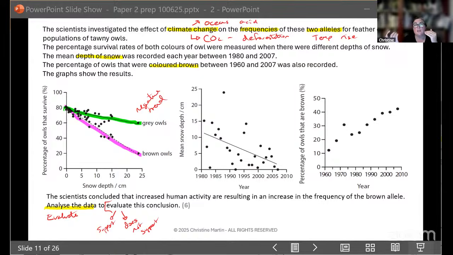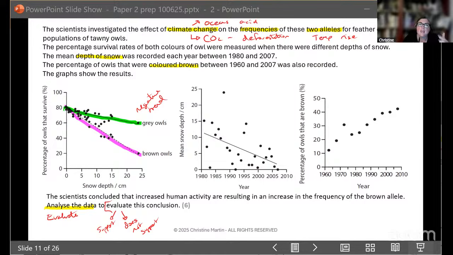What am I trying to say here? If there is an increase in the owls, whichever color the owls are, that could be a selective advantage, which means that they are having that selective pressure. They're able to survive. Because they're able to survive, they can reproduce, they can pass on their alleles. So that's how it would be linking it to natural selection.